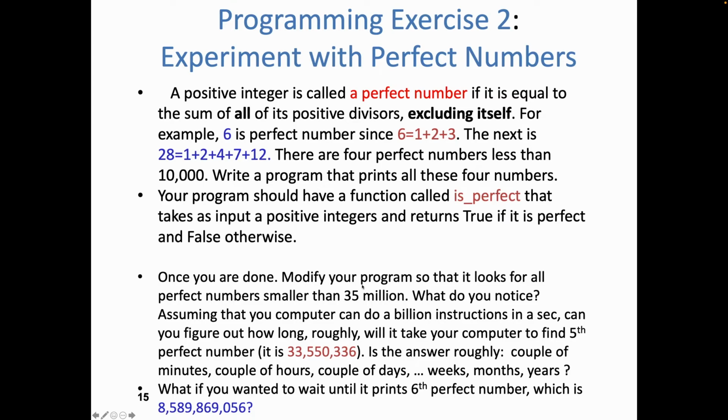Once you are done, modify your program so that it looks for all perfect numbers smaller than 35 million. What do you notice? Assuming that your computer can do 1 billion instructions in a second, can you figure out how long, roughly, it will take your computer to find the 5th perfect number? The answer is roughly, like, a couple of minutes, a couple of hours, a couple of days, weeks, months, years. You can try to think about the time complexity of the function.